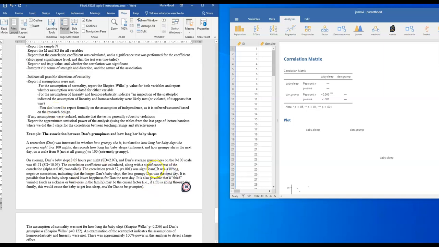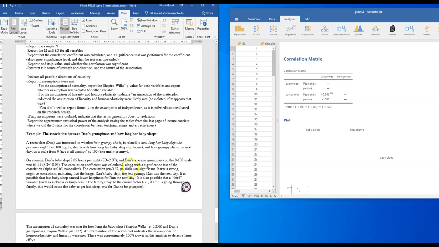So here we say, it is possible that less baby sleep caused lower happiness for Dan the next day. This is where we are acknowledging that it is possible that X caused Y, right? It's possible that less baby sleep caused lower happiness for Dan the next day. Note that Y actually causing X in this example is not possible because X was measured before Y, right?